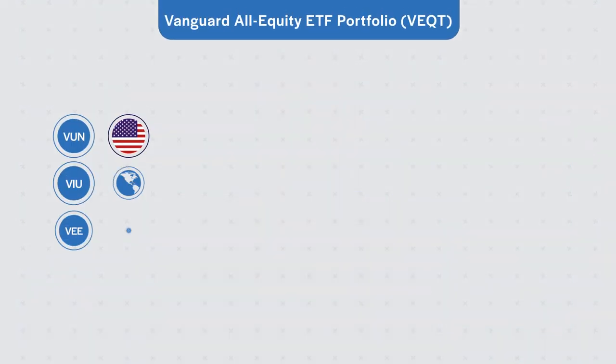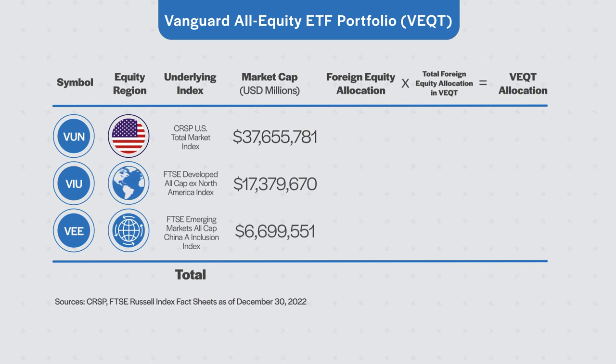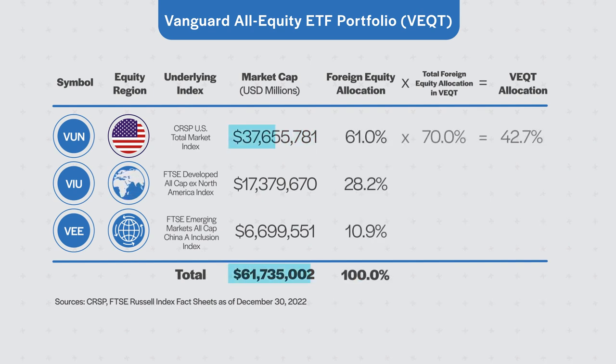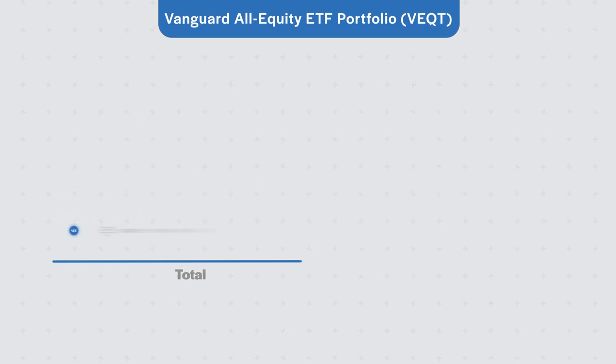For example, if we wanted to calculate VEQT's target foreign equity allocations at the end of last year, we would start by collecting the market caps of the indexes tracked by their underlying US, international, and emerging stock market ETFs. These figures can be found on each fund's monthly or quarterly index fact sheets. Then, we would divide each region's individual market cap by the total of all three, and multiply each result by VEQT's 70% total foreign equity allocation. The results would provide us with the year-end target weights within the fund.